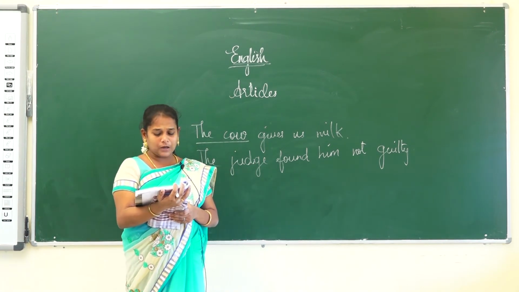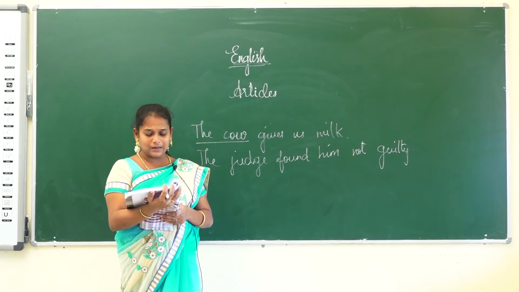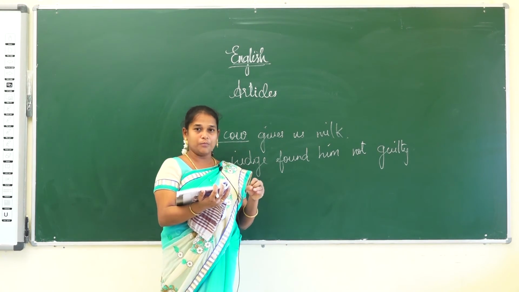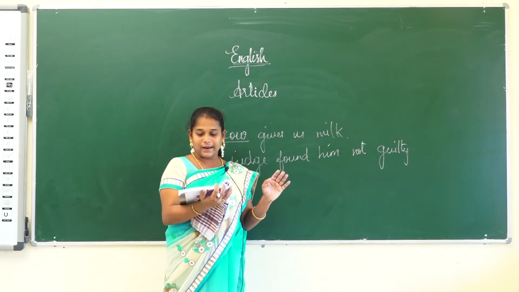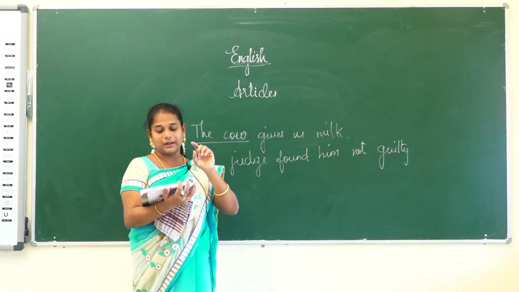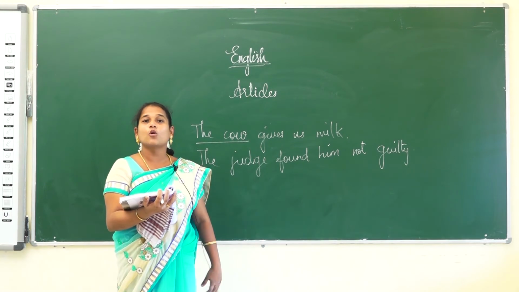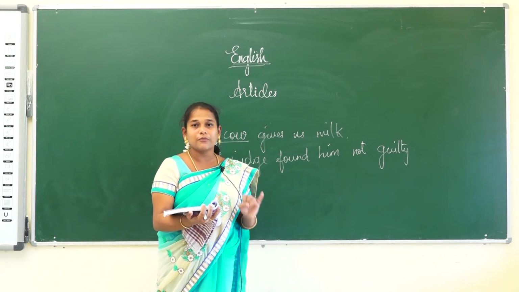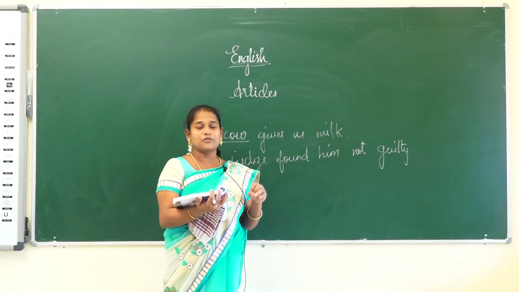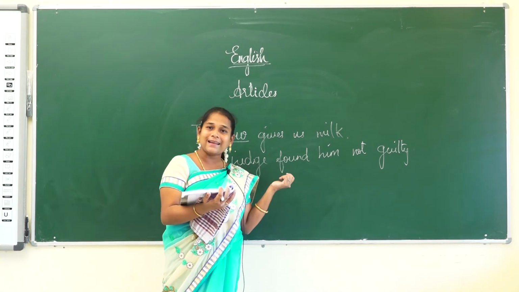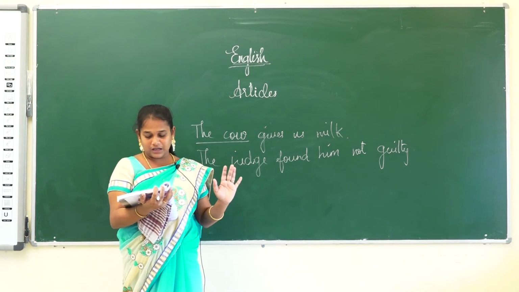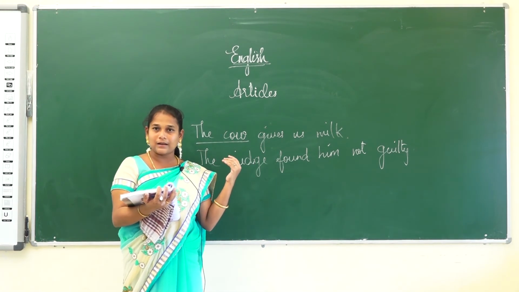Some proper nouns are not preceded by articles, for example the name of a continent. Some proper nouns do not have articles. I told you that all proper nouns have an article, but in some exceptional cases the articles are omitted. See, the names of continents: in the name of a continent, we should not use any article. We should not say "an India" or "the India", only India, Africa, Asia. We should not use a, an or the there.